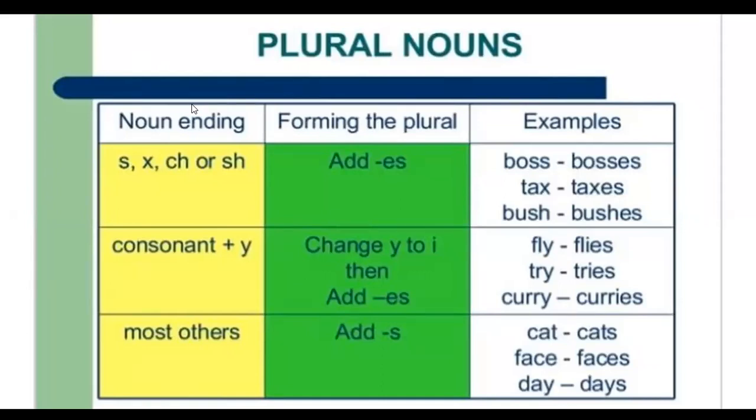Okay, so here we are making the plurals of the nouns. For words ending in S, X, CH or SH, the plural form adds ES. For example, box, boxes; bush, bushes. You can notice that no letter has been replaced, but ES is added. Boss, with double S, and ES added makes bosses. Bush, bushes: nothing is replaced, but ES is added.